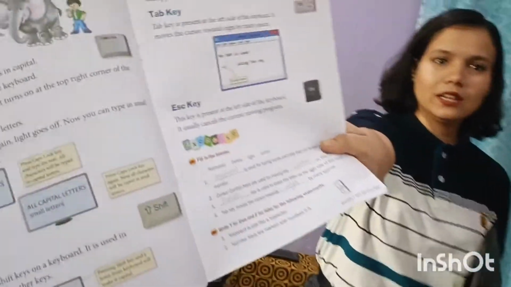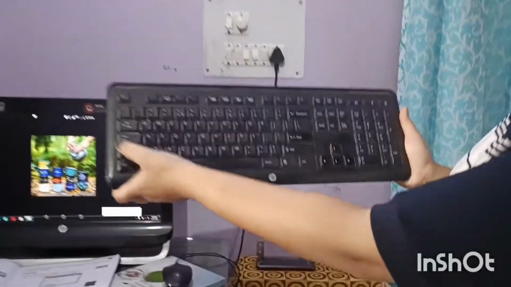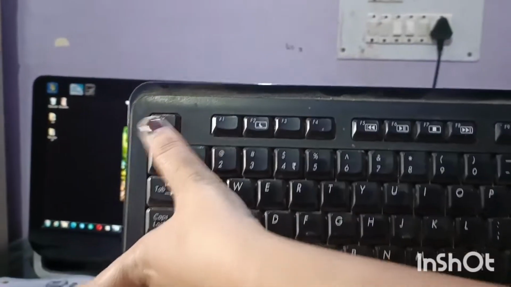So our last key is the ESC key. The key is present at the left side of the keyboard. You can see at the left corner of the keyboard, the ESC key is present. It is used to cancel the running program on the monitor.